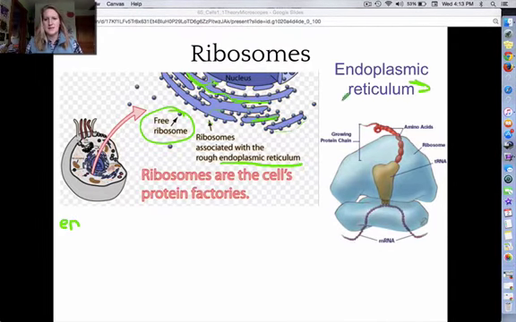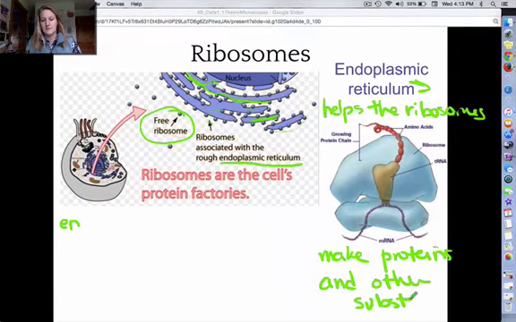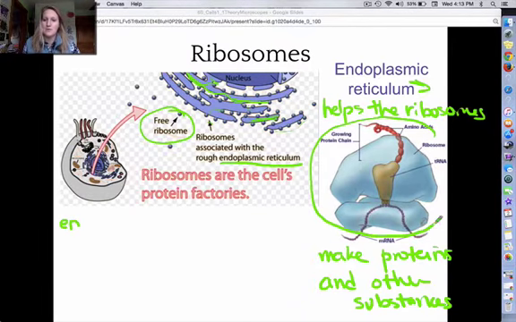What the endoplasmic reticulum does is help the ribosomes make proteins and other substances, but mainly proteins, okay. This right here is a ribosome. So this dot right here is a ribosome, and then if you look closer at it, this is what it looks like. It kind of is made out of two parts, a top part and a bottom part.